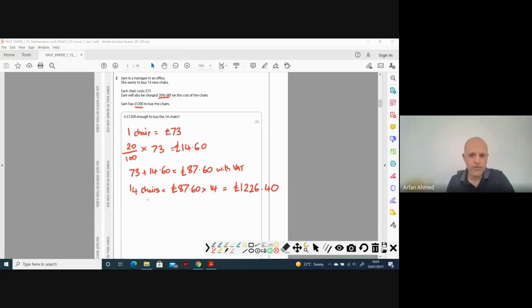Is £1,200 enough? No. You can just say £1,200 is not enough. And we can see that in your working out. That's 4 marks right there. You could have worked out what it was for 14 chairs to begin with, and then add on the VAT. You would have got £1,226.40 anyway. However you work it out, we need to compare that with the £1,200 that he's got. That's your 4 marks right there.